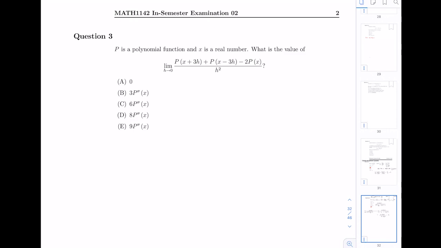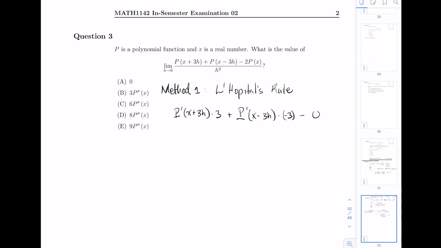But here I'm going to work it using two methods. So method one, I'm going to apply L'Hopital's rule again. So in this case, I differentiate my numerator. This gives me p prime of x plus 3h times 3, because I'm differentiating with respect to h. So that's what is very important here, guys. I'm differentiating with respect to h, plus p prime of x minus 3h times negative 3. Minus 0, because when I differentiate 2px, this doesn't have an h component, so it becomes 0.